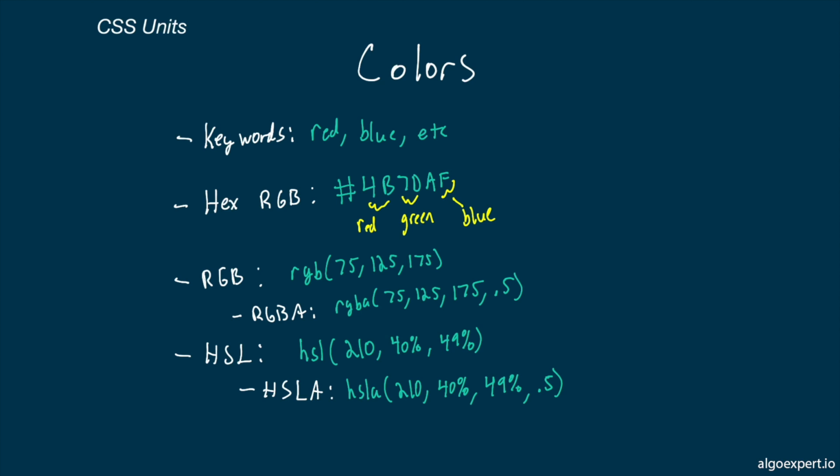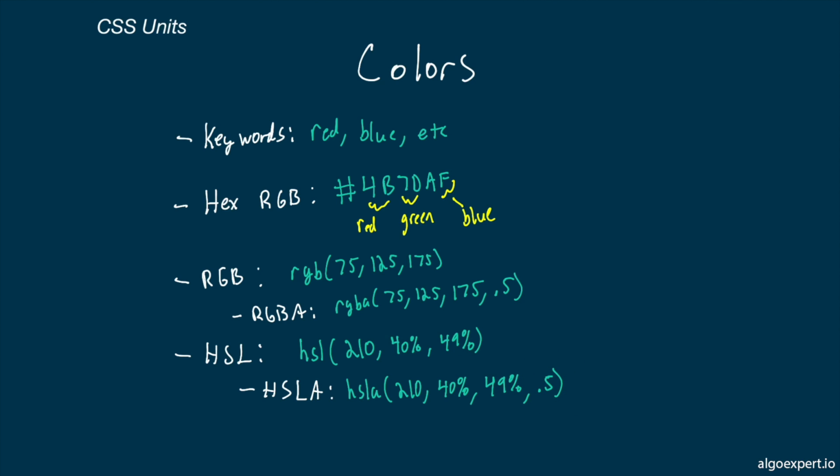Next, we can represent colors using hexadecimal codes. The first two characters represent the amount of red, the second two represent the amount of green, and the third two represent the amount of blue. Next, RGB works the exact same way, except with comma-separated values in standard base 10 instead of hexadecimal. Additionally, there is an option here to include a last alpha value from 0 to 1, which essentially is the opacity of the color. Finally, HSL stands for hue, saturation, and lightness, with saturation and lightness being represented as percentages.